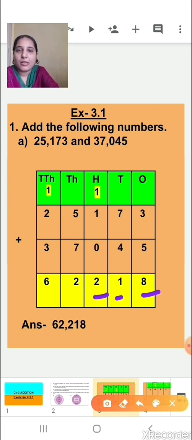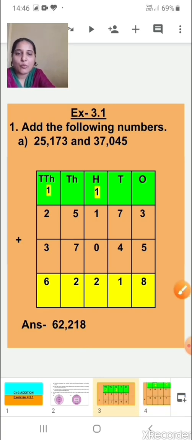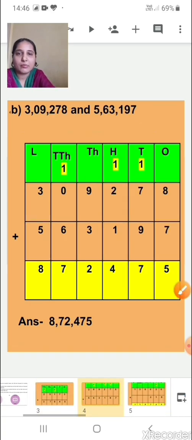Then let's move to 1,000 place now. 5 plus 7, 12. So 2 we will write here and 1 will be carried over to 10,000 place. So now at 10,000 place 1 plus 2 plus 3. What we will get? 6. So what will be the sum? It will be 62,218. Okay. Now let's move to the next question.